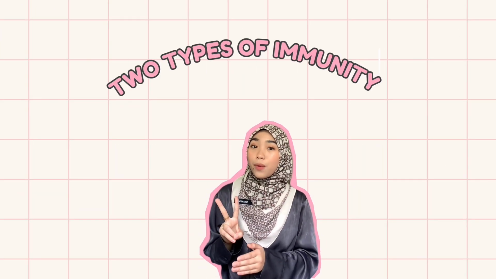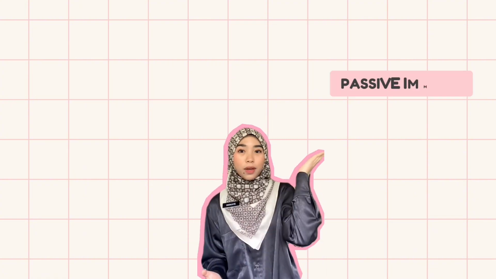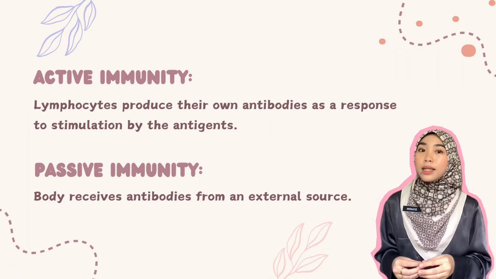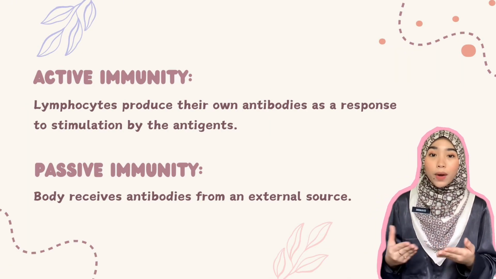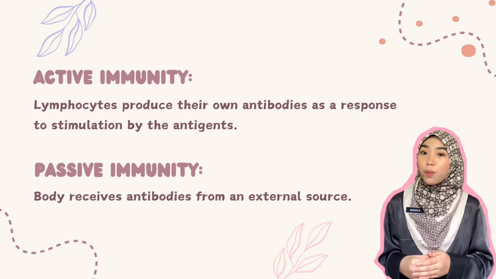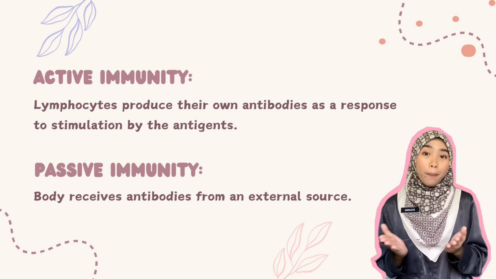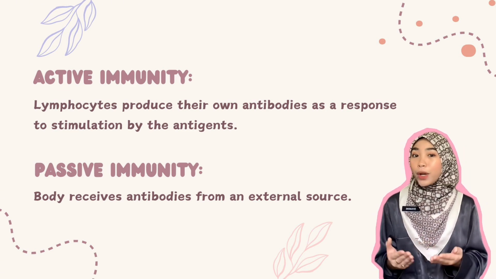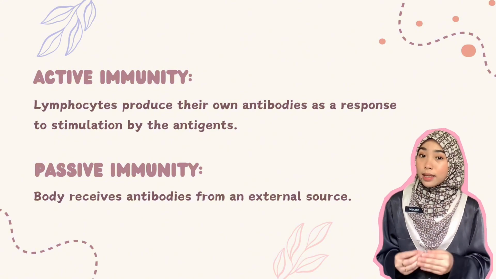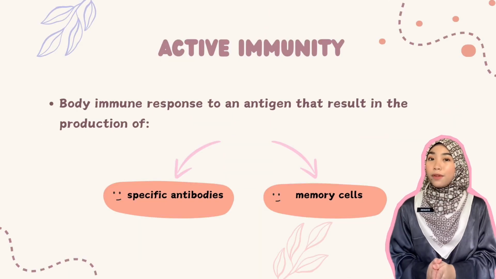Alright, so basically there are two types of immunity, which are active immunity and passive immunity. So what is active immunity? Active immunity means that lymphocytes produce their own antibodies as a response to stimulation by the antigens, while passive immunity means that the body receives antibodies from an external source, and both of these types of immunities can be naturally and artificially acquired. Now, we focus on active immunity.